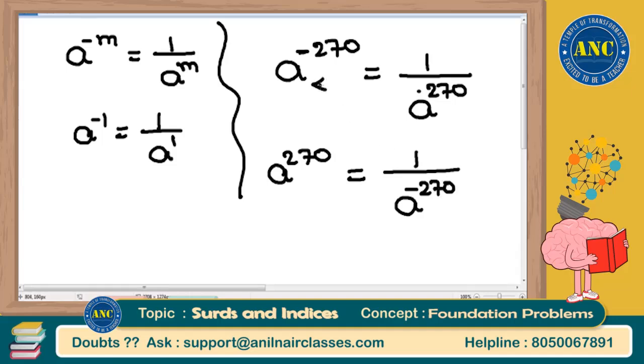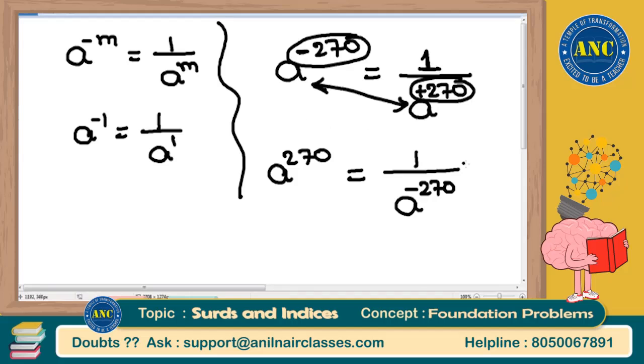Again, if you cross multiply, a power minus 270 into a power plus 270. So common base, a power m into a power n is a power m plus n. Minus 270 plus 270 is 0. So a power 0 is nothing but 1 itself, right? Again, it's the proof of one of the laws of indices.